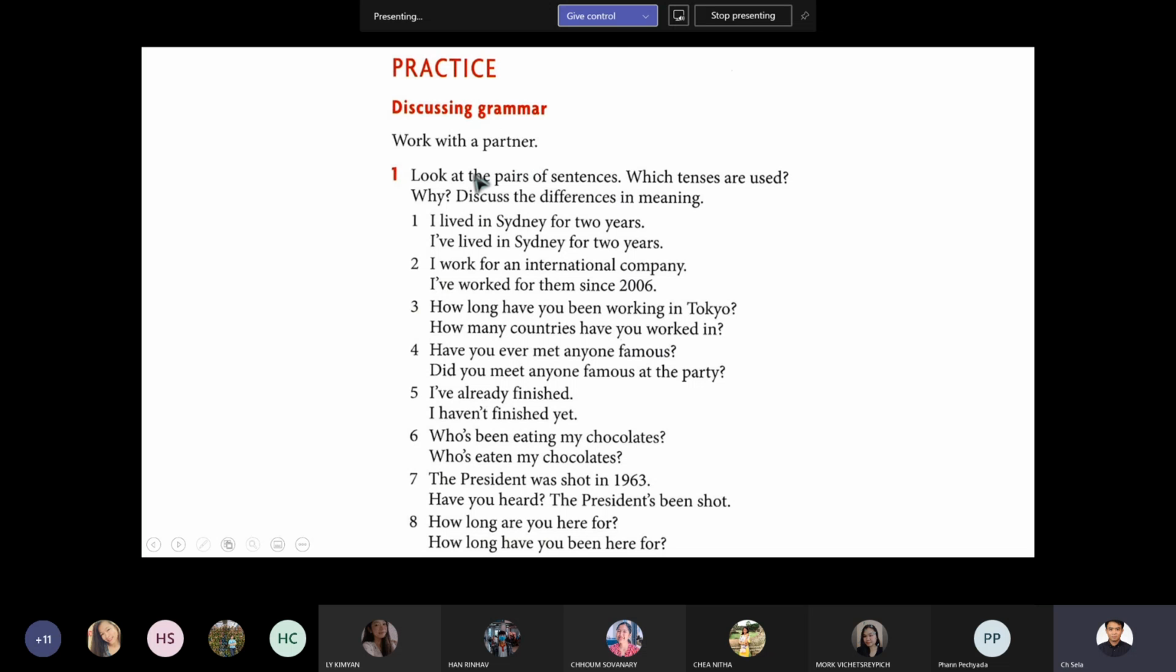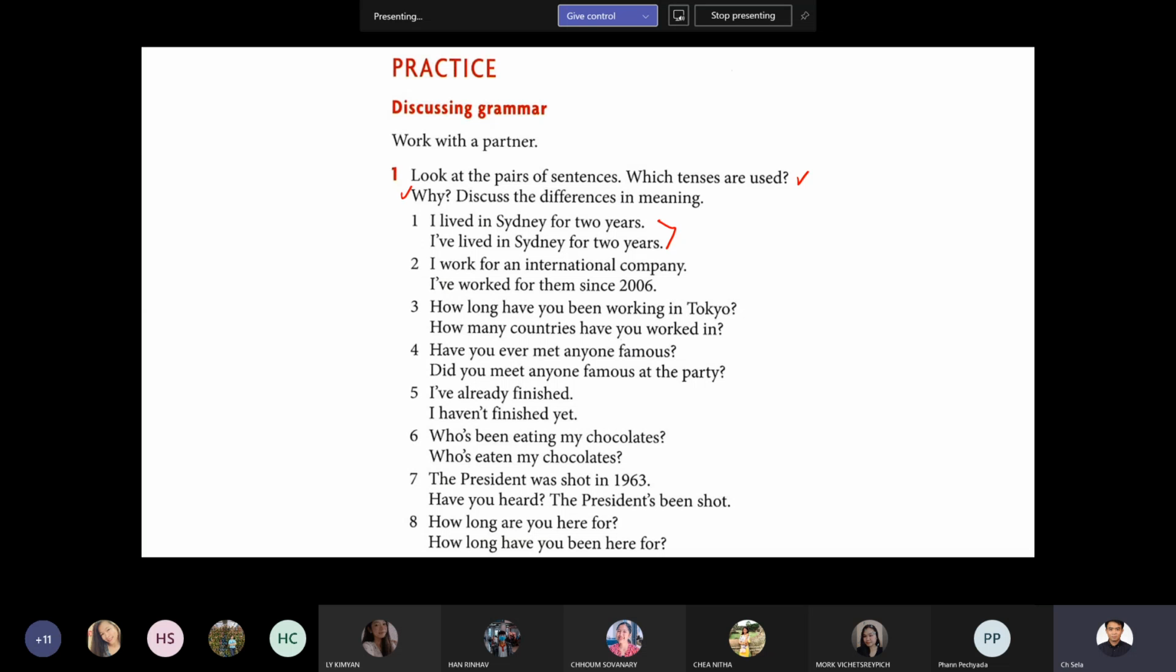Okay, discussing grammar, work with a partner. Now look at the pair of sentences. Which tenses are used? Why? Discuss the difference in meanings. So you have to remember there are two main questions. Which tenses are used? You have to tell present simple, past simple, present continuous, present perfect, or present perfect continuous. And then why? Why is it used? You have to give the meaning of it and then discuss the difference between the two here.